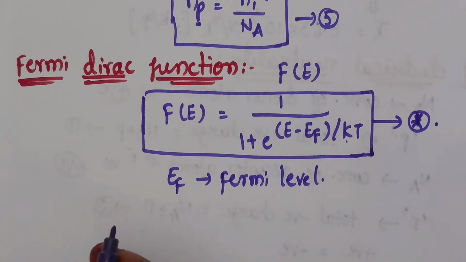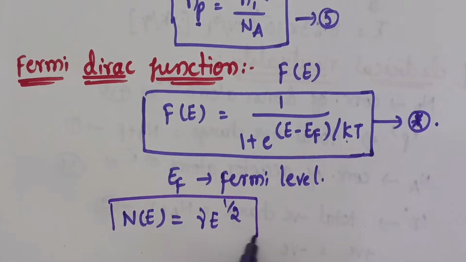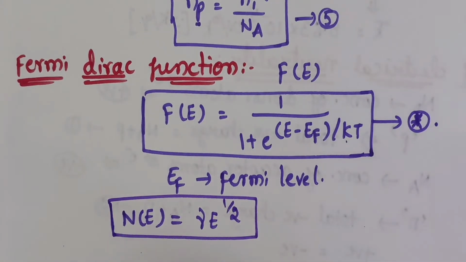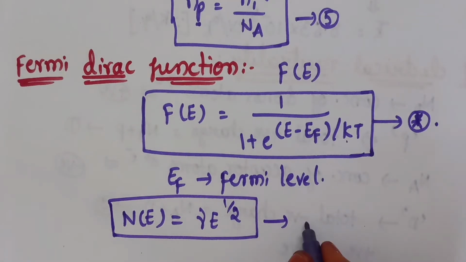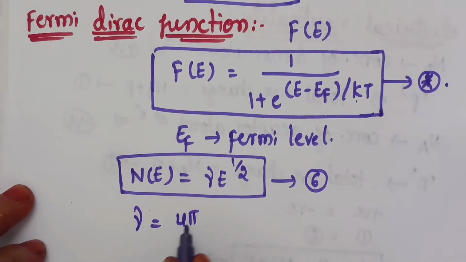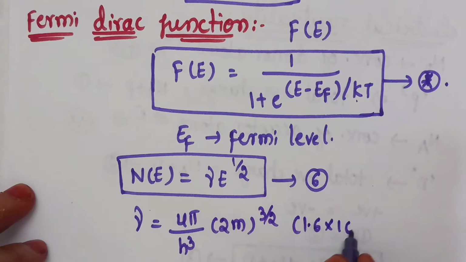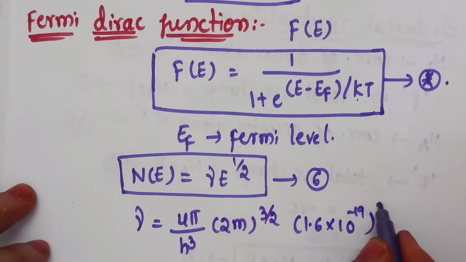In order to understand the Fermi Dirac function, we should first know the density of the states, that is N of E. N of E is equal to gamma E power half. This is the expression for the density of states of electrons. So let us take this as equation number 6, where gamma is a constant and that is equal to 4 pi by h cube into (2m) whole to the power of 3 by 2 into (1.6 into 10 to the power of minus 19) whole to the power of 3 by 2.